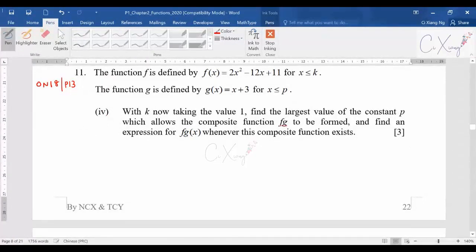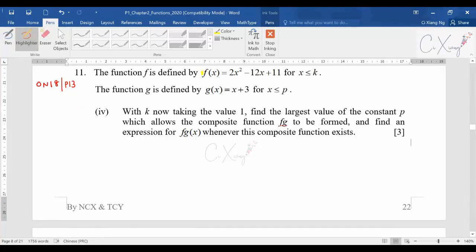Right, so you can see just now it's 2016, this is 2018. In these few years, they started to ask this kind of question. Earlier years, they don't have this kind of question. So make sure that you put some effort into this kind of question. Okay, so let's start.